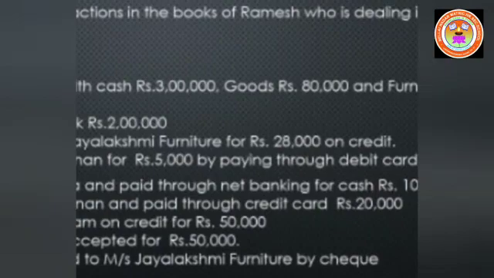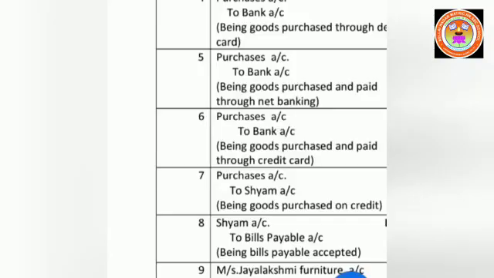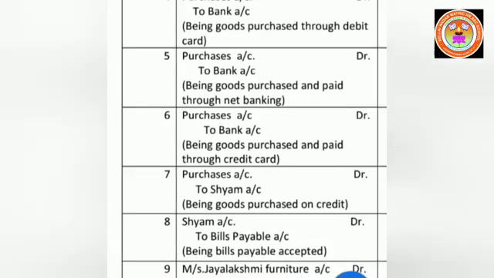But in both cases, the banker will be the giver for that purchase for the supplier. So journal entry, put the date under date column, March 6. Here also Ramesh is purchasing. So purchases account, debit.